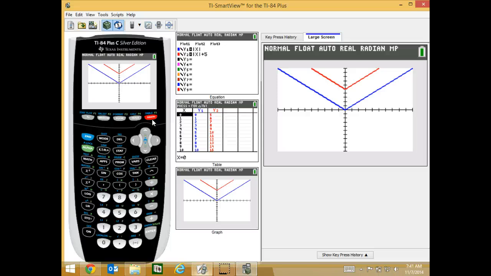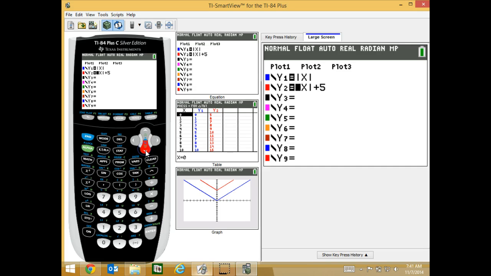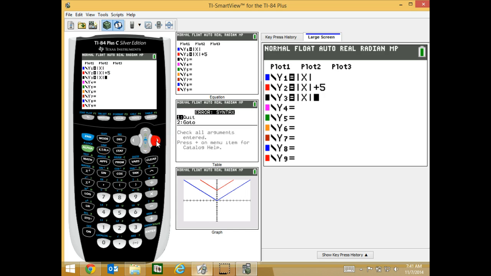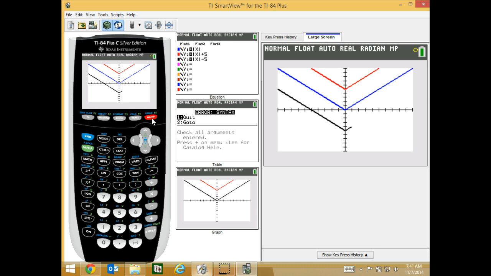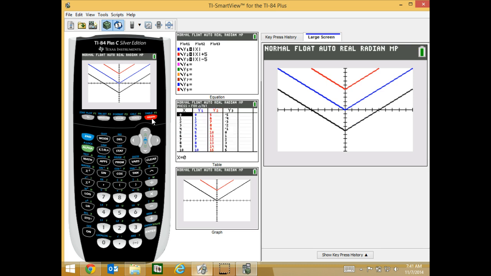What does subtracting a number do to that? We go to y equals once again, and go down to y sub 3. This will be graphed in black. And we call that the absolute value of x. And then we right arrow to get out of the absolute value. What if we subtract 5 from that and hit graph? Subtracting a number moves it down that many units. And that's basically what adding or subtracting a number does to that absolute value function.